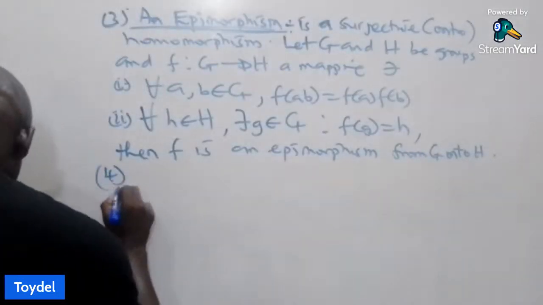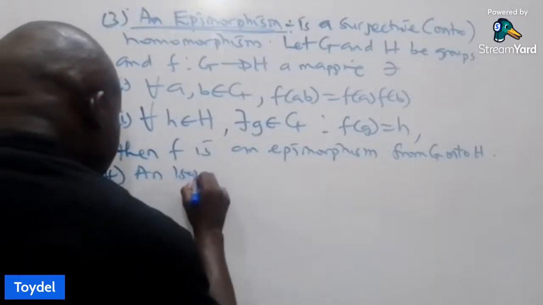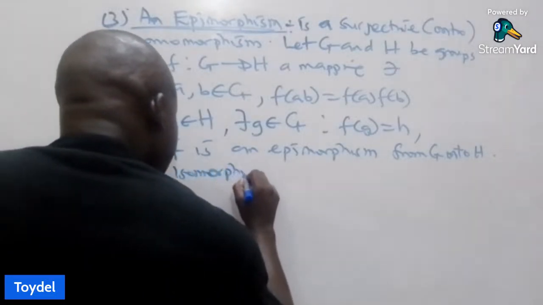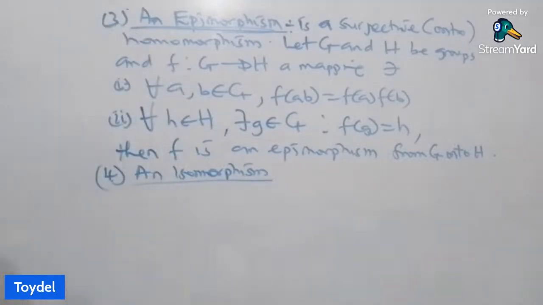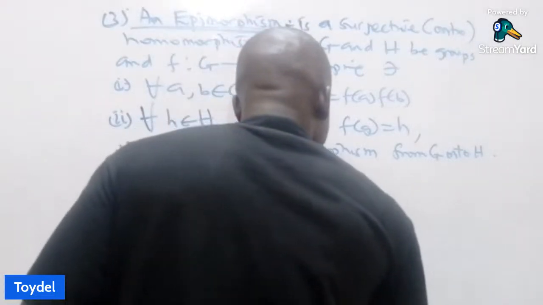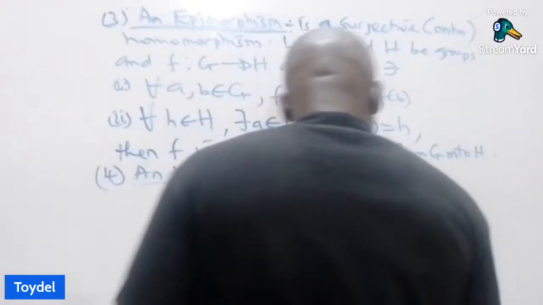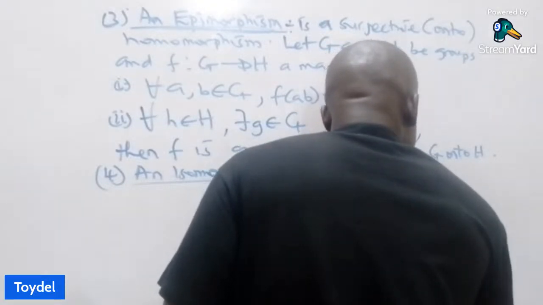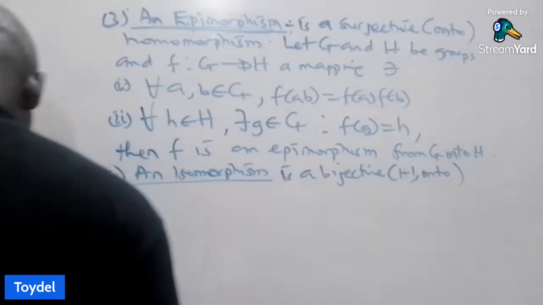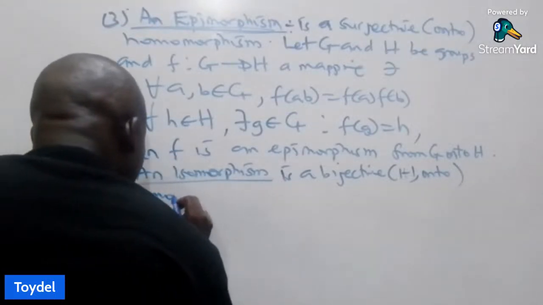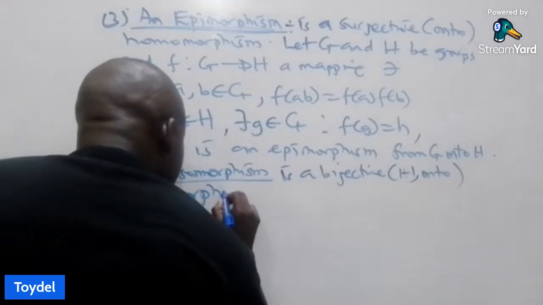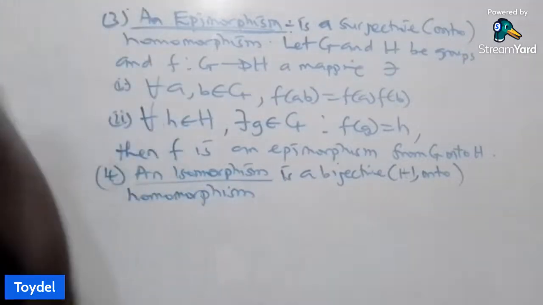So we talk about the fourth one, which is called an isomorphism. This is the fourth type of homomorphism. How do we define an isomorphism? An isomorphism is a bijective homomorphism. Bijective simply is both one-to-one and onto. The two conditions that we have in 3 and 4 must be satisfied there.